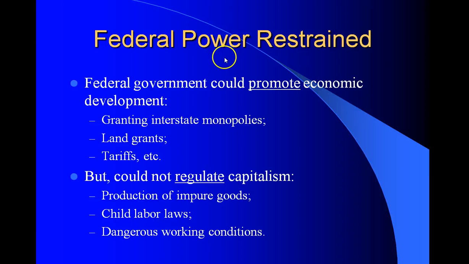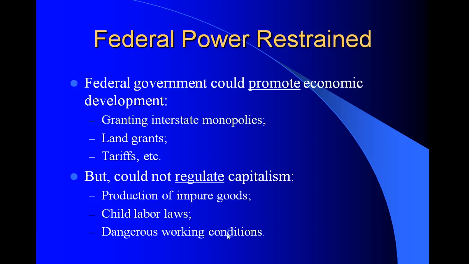Federal power was restrained, however, in the late 19th century. The federal government could promote economic development by things like granting interstate monopolies and land grants, but if it tried to regulate capitalism, it couldn't do that. These things were definitely left to the purview of the states. So that kind of thing was viewed as usurping the authority of state governments when you try to get involved in this kind of stuff.